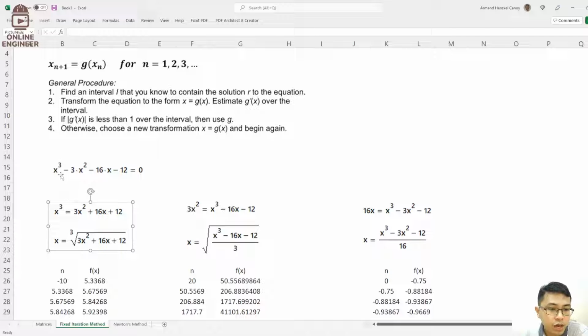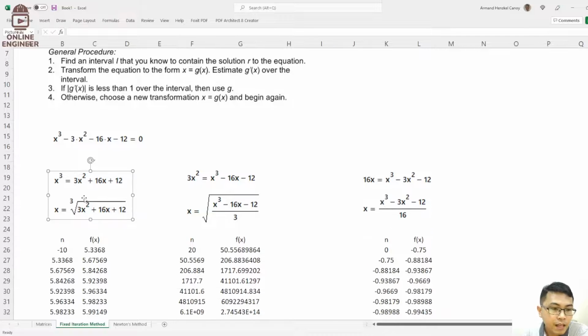So for example, I'm going to isolate x cubed, transfer everything here to the right. So this will now become x cubed = 3x squared + 16x + 12. Okay? And then we need to have it expressed in terms of x, as the only variable on the other side. So since this is x cubed, it'll become x = the cube root of 3x squared + 16x + 12.